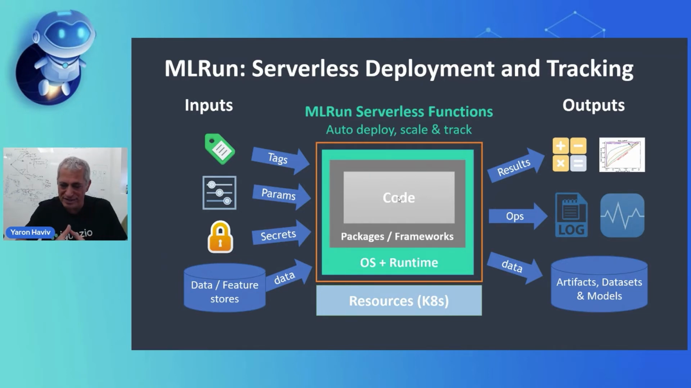So MLRun functions essentially scale horizontally in a seamless fashion. You can specify a list of resources, like how much CPU and GPU you want, but again, it's also auto-scaling, so it will fit the use of resources based on the demand. And it will essentially create a sandbox around your code that tracks everything that goes in and everything that goes out. So all those tags, parameters, data, objects, etc.